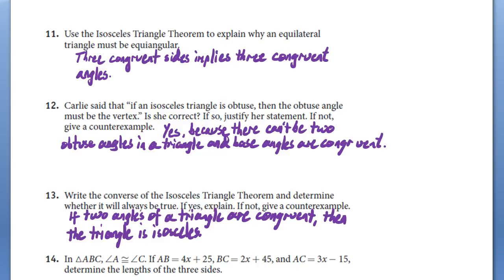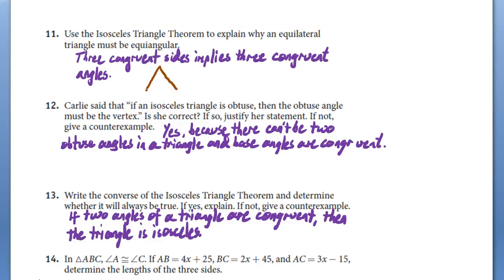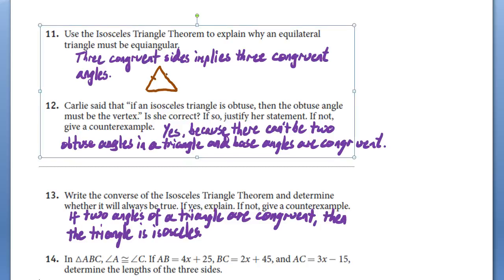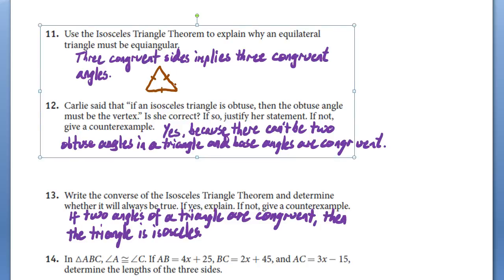Number 11, use the isosceles triangle theorem to explain why an equilateral triangle must be equiangular. So an equilateral triangle is a triangle where all 3 sides are congruent. An equilateral triangle is an isosceles triangle, and in this particular case, any one of these might be called the base and the other 2 might be called the legs. So having 3 congruent sides implies that there would be 3 congruent angles.